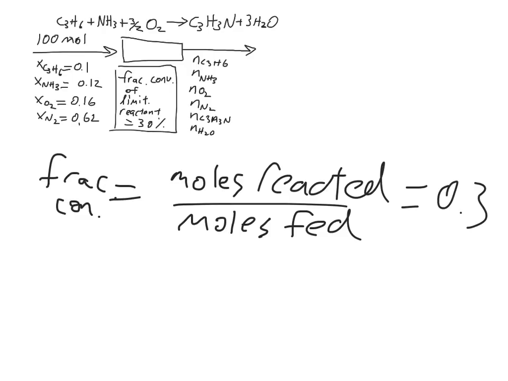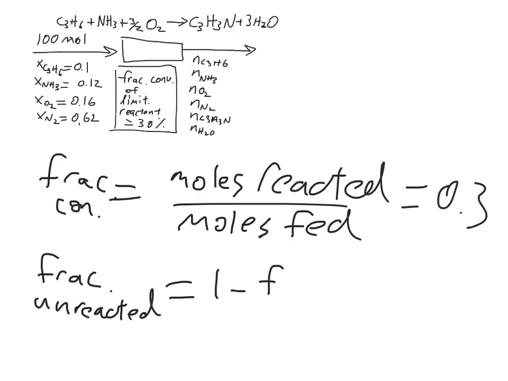So at this point we could go ahead and solve for the number of moles of C3H6 that were reacted, but I just want to show you one other alternative way to do that, and that's to use the fraction unreacted. The fraction unreacted is just simply 1 minus the fractional conversion. And sometimes you may see this written as F, just the fractional conversion of F.